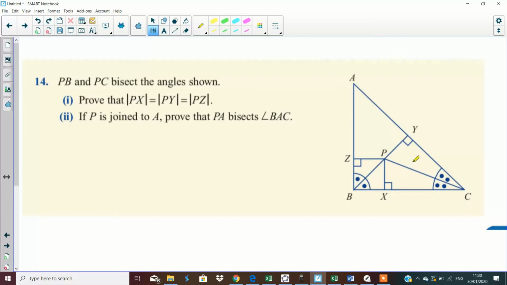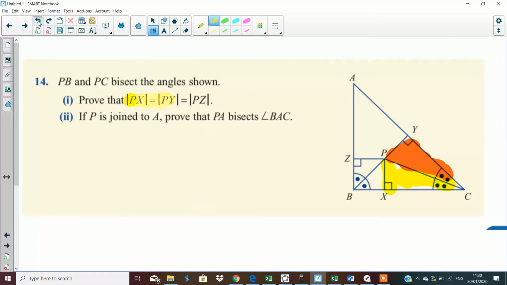What am I going to try and lock in on? Have to prove they're congruent, don't I? I'm going to try and prove that this triangle here is exactly the same as this triangle here. What will that do for me? It will prove that PY equals PX. It will prove the first part. One step at a time, yeah?